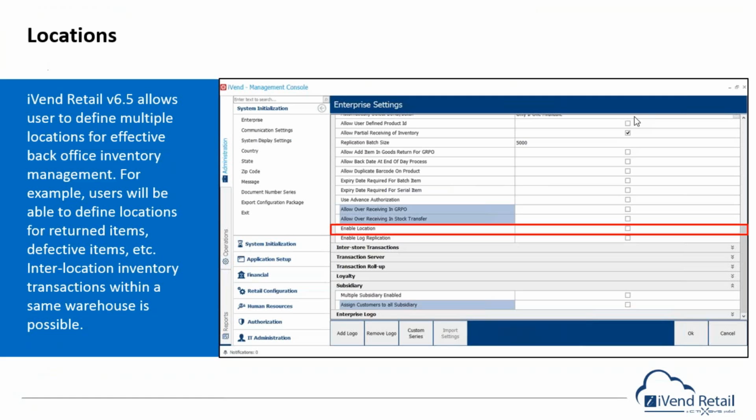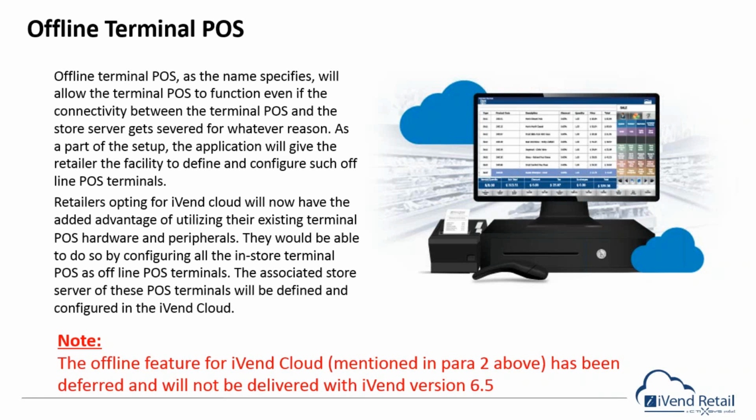Now moving ahead, my second topic for today is the offline terminal POS capabilities of iVend. This is actually a long-awaited feature, and now we are finally making it available for iVend 6.5. So what happens within the offline terminal POS? Just have a look at this. We have given a specific note for this. Offline terminal POS will allow your terminal POS to function even if the connectivity between the terminal POS and the store server gets severed for whatever reason.